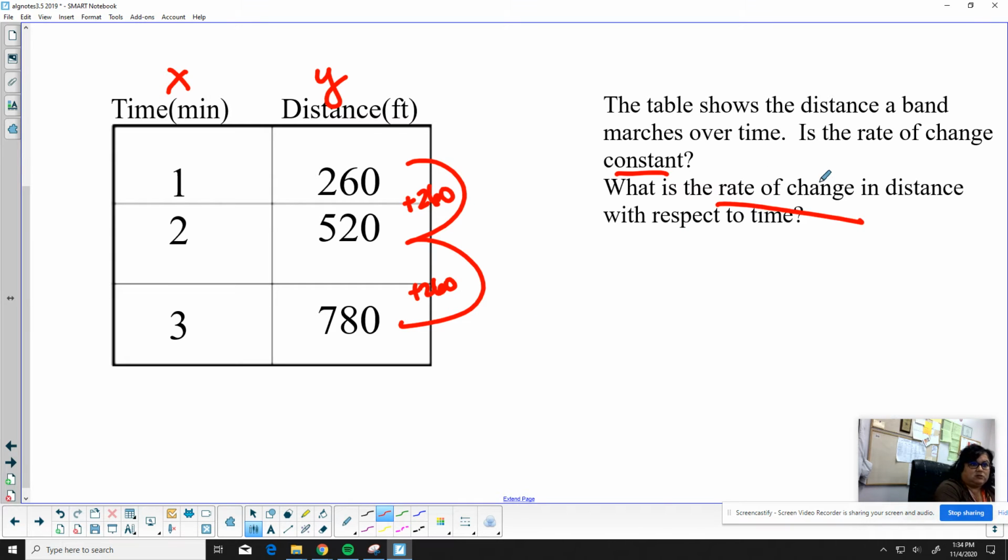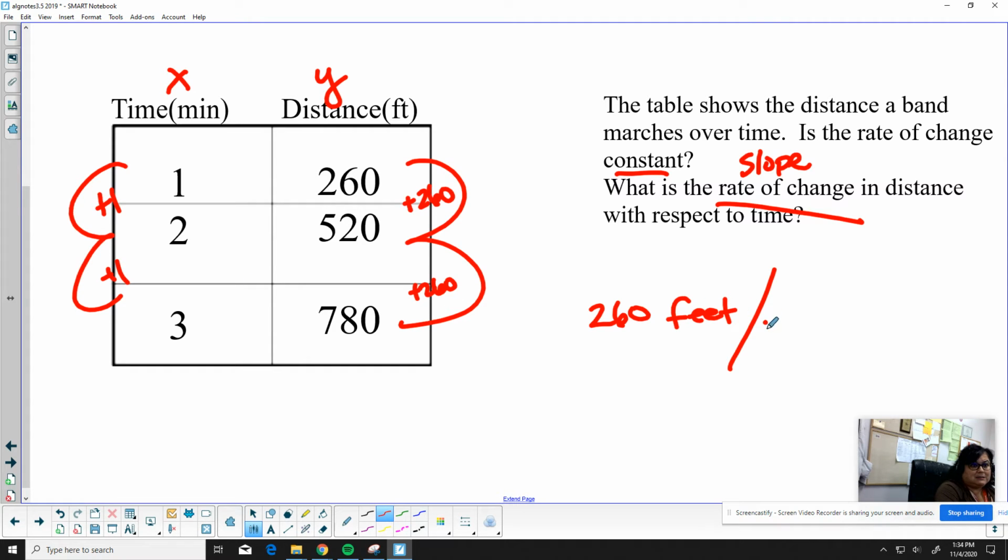And the rate of change, or slope, is with respect to distance over time. So 260 is feet. So this is 260 feet per, okay? And then over here is minutes. And it looks like it's going up by 1 minute. So this band is moving 260 feet every 1 minute. Okay, that's how we know that this band is moving. We can even figure out how far it's going to go regardless of the time, because it's a constant. It's moving at a constant rate.